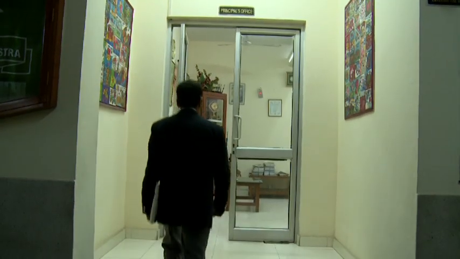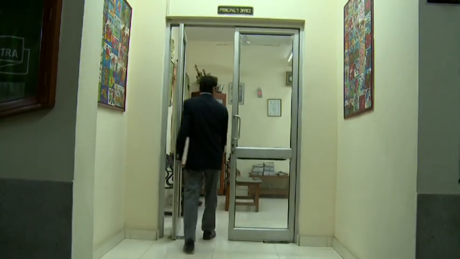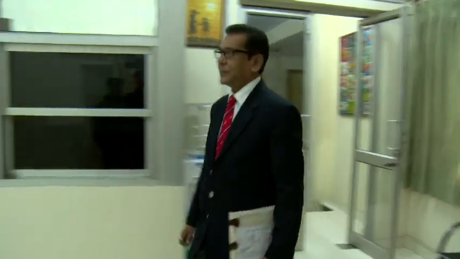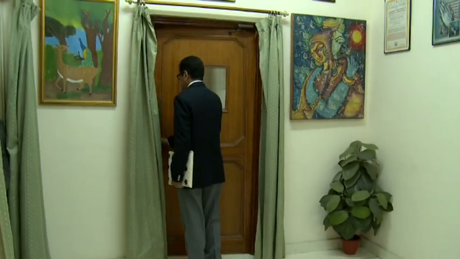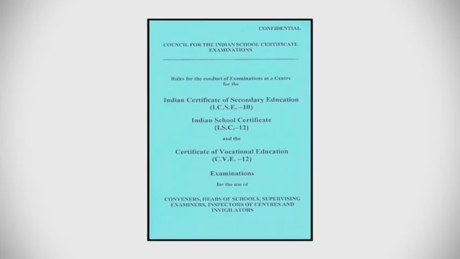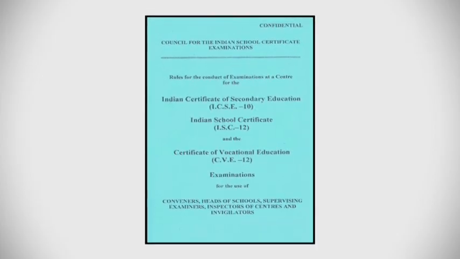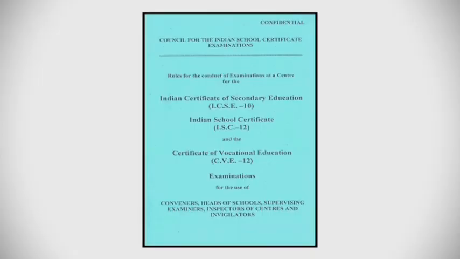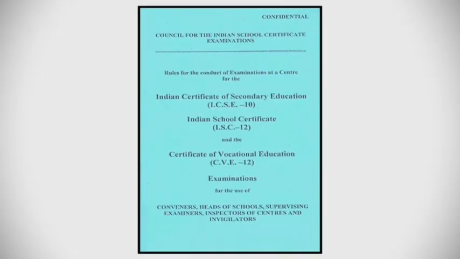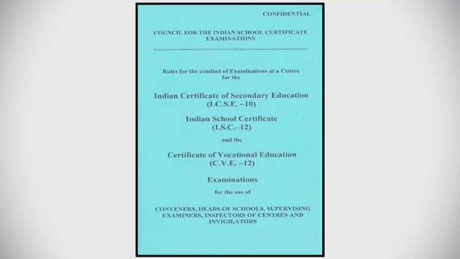The supervising examiner must hand over the sealed cloth parcels to the head of the school for onward dispatch to the council. For further and complete details regarding conduct of examination, please refer to the latest edition of the booklet, The Rules for the Conduct of Examination at a Center for the ICSE, ISE and CVE Examination.